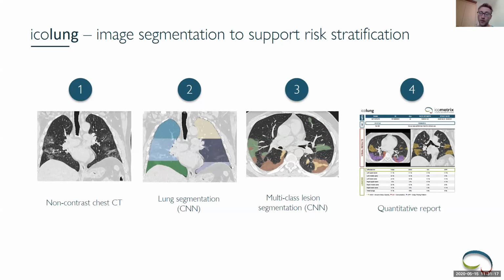In the third step, we do a multi-class lesion segmentation. This is also done by a CNN, a UNet in this case, to do the segmentation of the ground glass opacities, the crazy paving patterns, and the consolidation. And if you recall the presentation of Professor De Mey, these were the three main patterns seen in COVID patients. And finally, this is all put into a quantitative report that can then be sent back into the hospital.